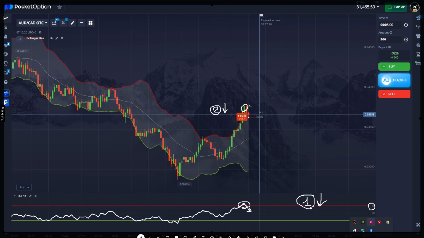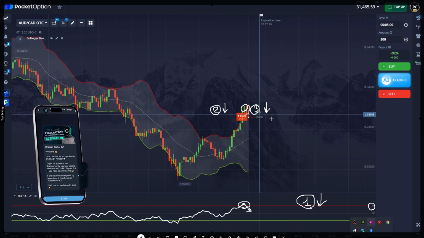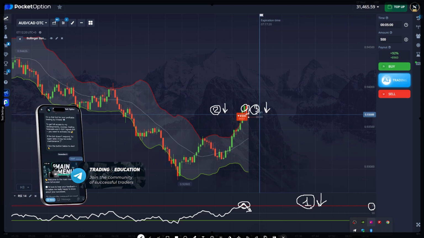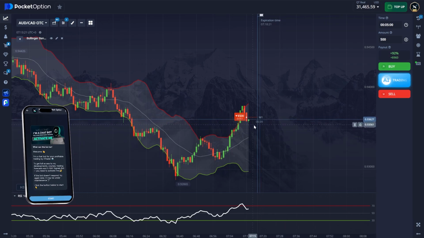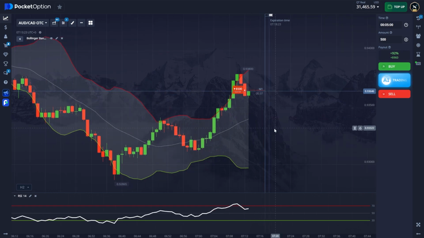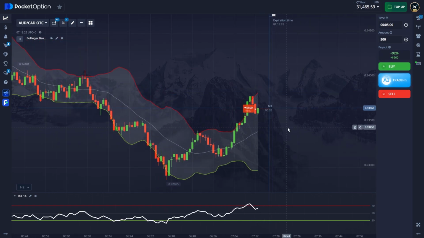Third checkpoint, reversal confirmation from price action. We wait for the market to respond, not guess. And right here, you can see red candles forming, showing that sellers are stepping in and taking control. Third sell signal confirmed. When all three confirmations align like this, the decision becomes simple. We open the trade and let probability do the rest. Now we wait for the result.